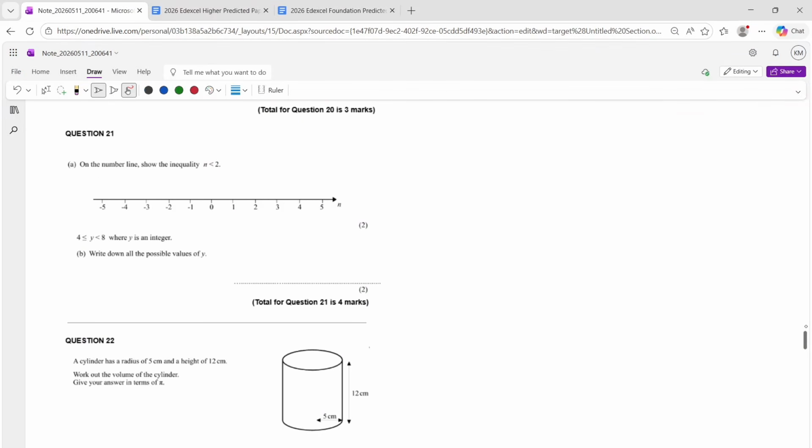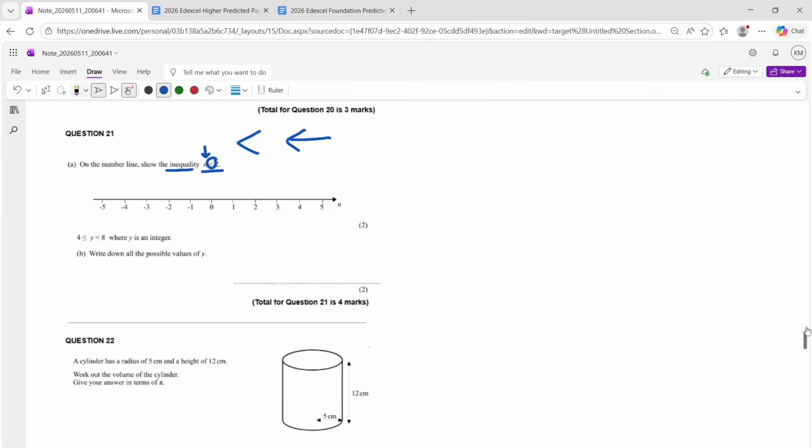Okay, not far to go now. Question 20. You're asked to show the inequality n is greater than 2 on this number line here. So as long as the letter, top tip for you here, as long as the letter is on the left-hand side, you're going to draw an arrow in the direction of this inequality symbol here. So your arrow is going to be pointing in the same direction as that symbol. That only works if the letter's on the left-hand side.